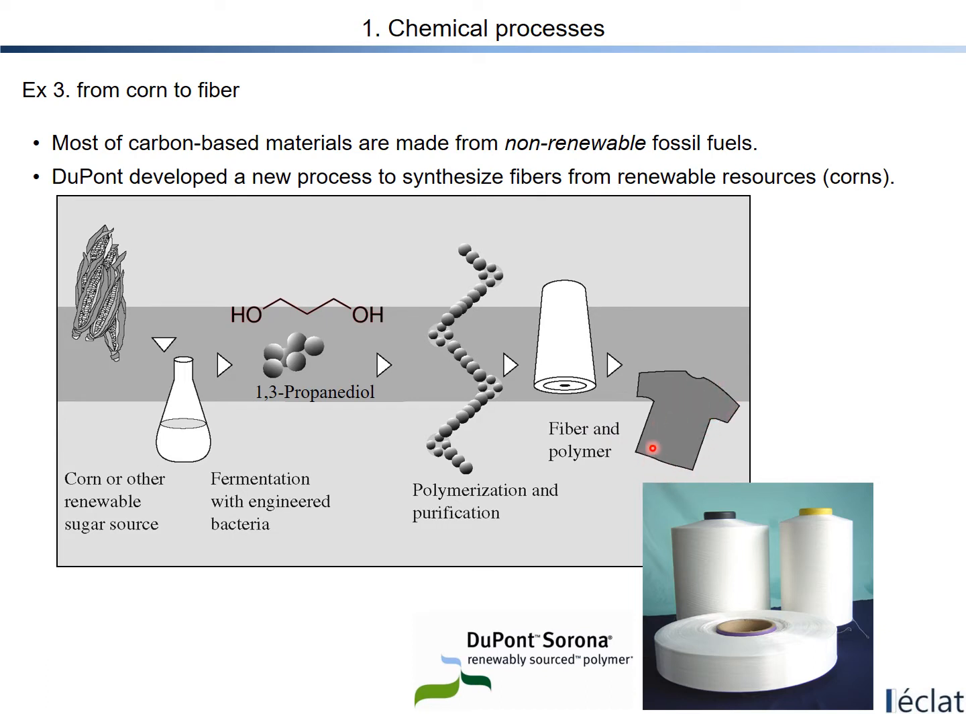So this is a kind of renewably sourced polymer, the name of which is DuPont Sorona, this one. So we have one biochemical process, and the other is another chemical process, and then finally some manufacturing of clothes.